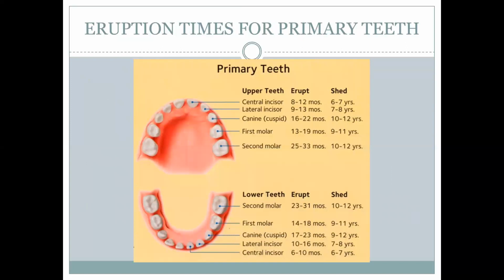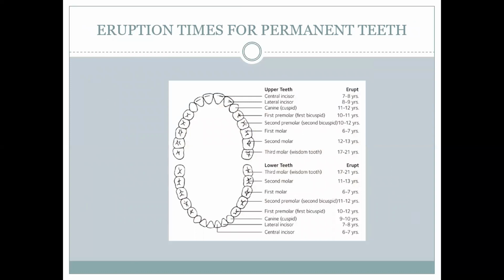So here's a chart of eruption patterns for primary teeth, and you should see here that by the time the child is 12, all the primary teeth should have exfoliated. For eruption times for permanent teeth, by the time the child is 13, they should have all of their permanent dentition, and third molars or wisdom teeth start to erupt in the mouth between 17 years of age and 21. However, we do see them earlier now. Sometimes kids in the dental office, the wisdom teeth are erupting when they're 16 or even 15.